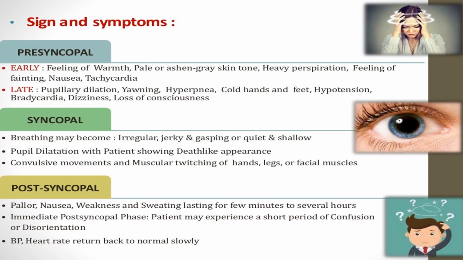Syncopal: breathing may become irregular, jerky and gasping, or quiet and shallow. Pupil dilatation with the patient showing a death-like appearance, convulsive movements and muscular twitching of hands, legs, or facial muscles. Post-syncopal: pallor, nausea, weakness, and sweating lasting for a few minutes to several hours. In the immediate post-syncopal phase, the patient may experience a short period of confusion or disorientation. BP and heart rate return back to normal slowly.